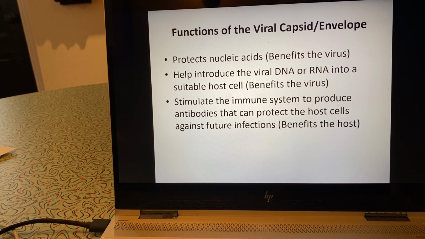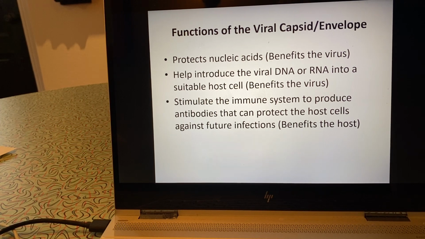So when we talk about functions of the capsid and the envelope, one of the things that the capsid does that benefits the virus is it's a nice hard outer coat that protects the nucleic acid core in the center, and that's where the viral genes are. So obviously really important because those genes are going to direct the making and synthesizing of new viruses. It also, in terms of the envelope and spikes on the capsid, helps bind to a host cell and get that virus into the cell in the first place. Okay, so those are two things that are helping out the virus.